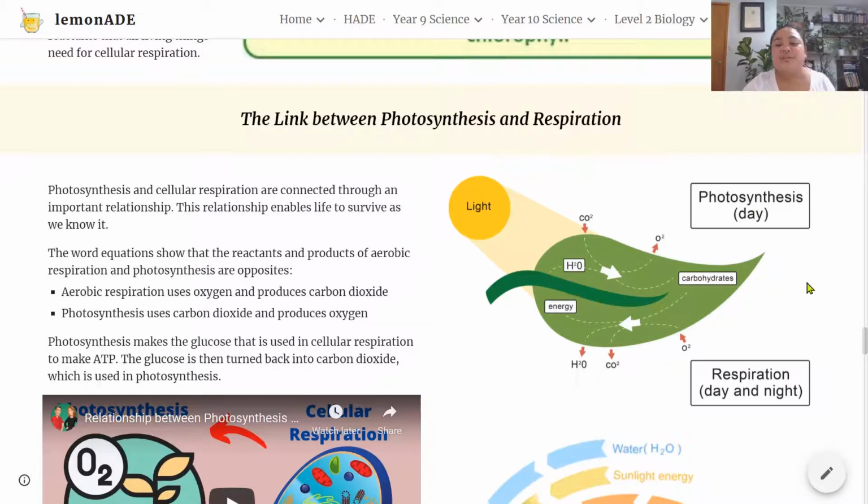So let's have a look at this first picture I've got here on this side. The first thing you can notice is that photosynthesis happens during the day because light is present. That's when the sun is up. Whereas respiration happens all the time, both day and night, because you don't need sunlight to be present for respiration. Now, photosynthesis uses the carbon dioxide to produce oxygen. In that process, it also makes carbohydrates like glucose. In an opposite reaction, respiration uses that oxygen and carbohydrates, so that glucose, to turn into energy.